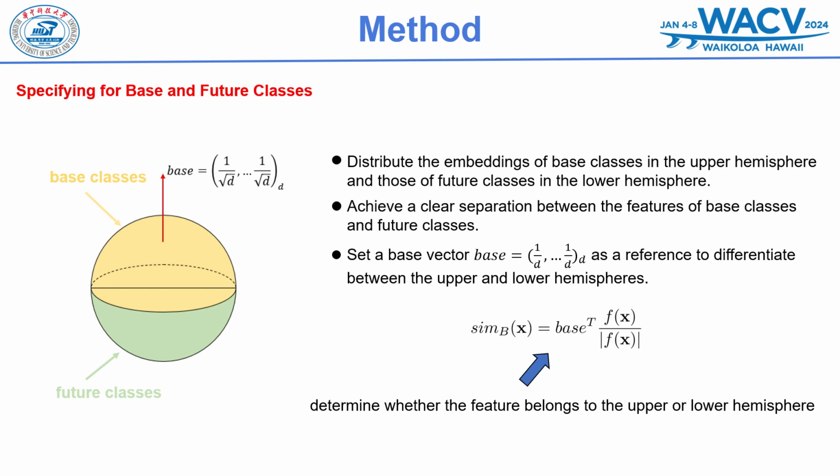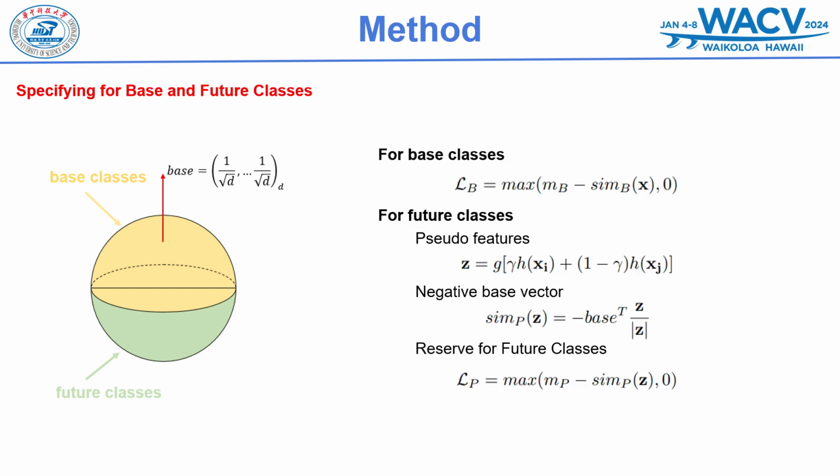The similarity between a feature and the base vector determines whether the feature belongs to the upper or lower hemisphere. A positive similarity indicates the upper hemisphere and a negative similarity indicates the lower hemisphere. Then, to enforce the distribution of base classes in the upper hemisphere, a regularization term is used to maximize the similarity between base vector and base embeddings, where MB denotes the margin from the demarcation line of upper and lower hemisphere.